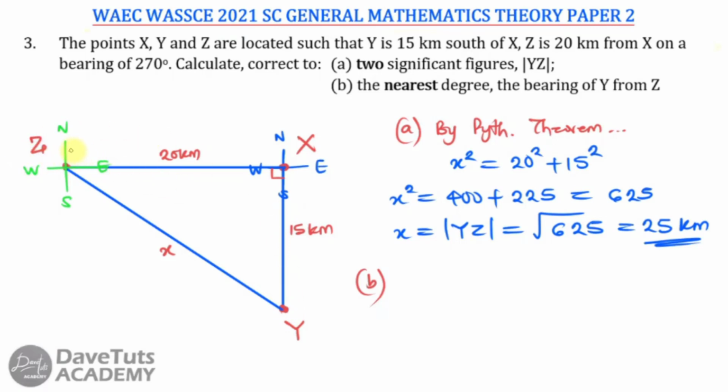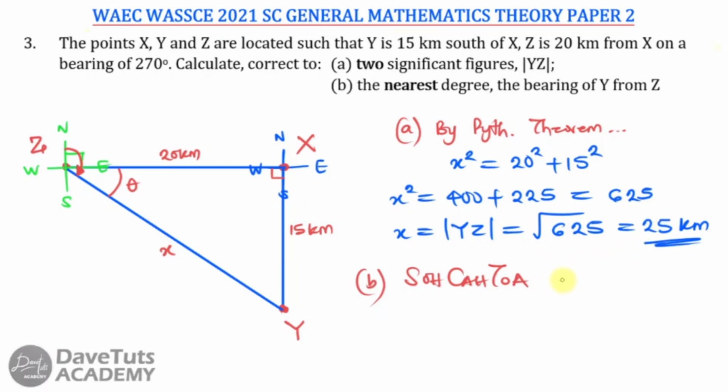Okay, no problem. So now we want to get the bearing of Y from Z, so we are taking it from Z. Here we can see that first this is 90 degrees, and if I call this angle theta, the bearing of Y from Z will be coming from the north and computing to the inclination of Y from Z, and that will be 90 plus this theta. So our mandate is to find this particular theta, and we can use SOHCAHTOA. For this particular one, the opposite is 15, the hypotenuse is x, which is 25.